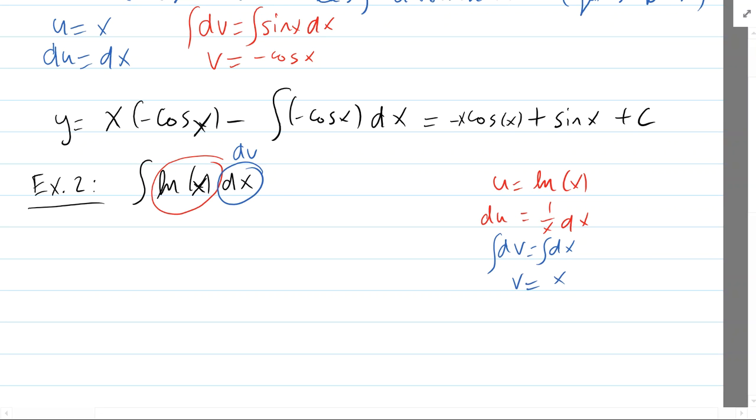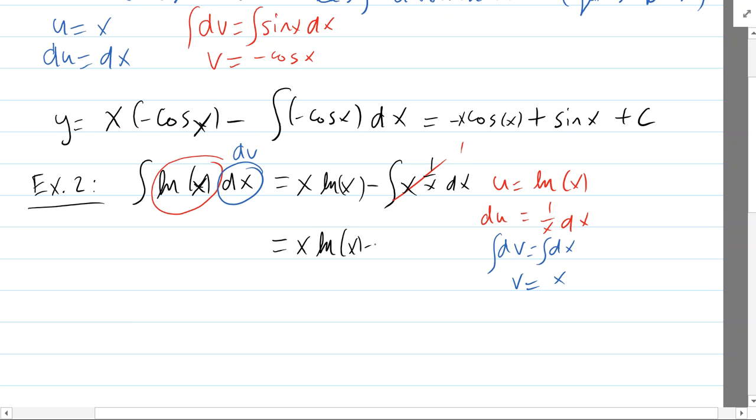So this will equal my u times v. So I'm going to put the v in front. But that's okay. Is that uv? Is that what that term is? Minus the integral of v du. What is x times 1 over x? 1. What's the integral of 1? x. So this equals x natural log of x minus x plus c.